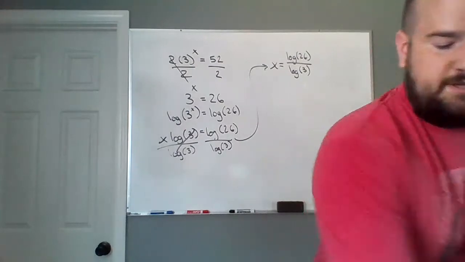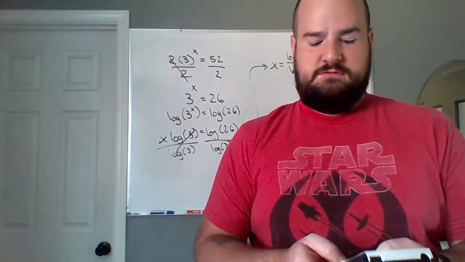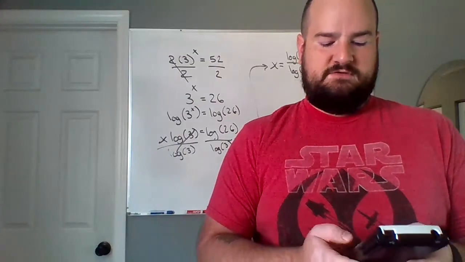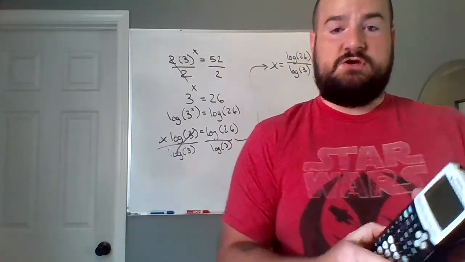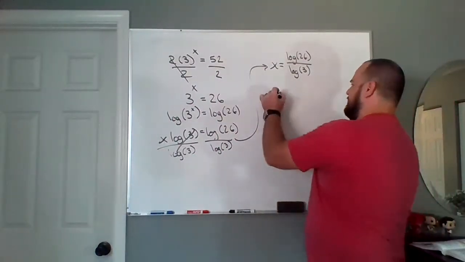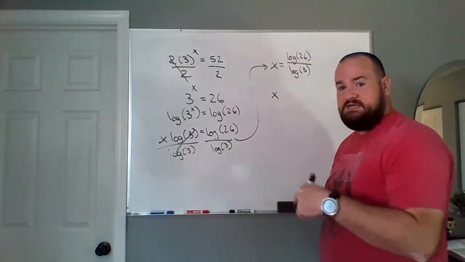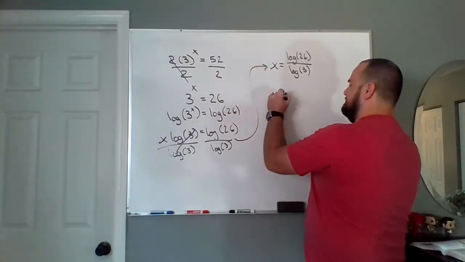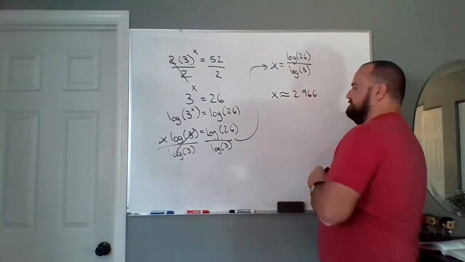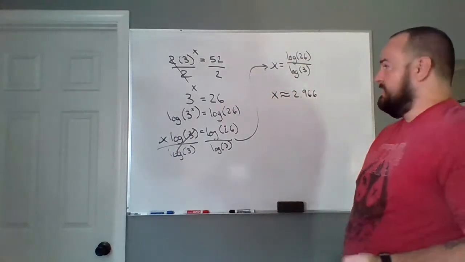So now let's grab our calculator and do the log of 26 divided by the log of 3, making sure we close out that parenthesis on that first one. Hit enter. 2.966. It's always good to go 3 decimal places unless you're told otherwise. Now this is not equal because we had to cut things off, so we say this is approximately 2.966. And then we have it.